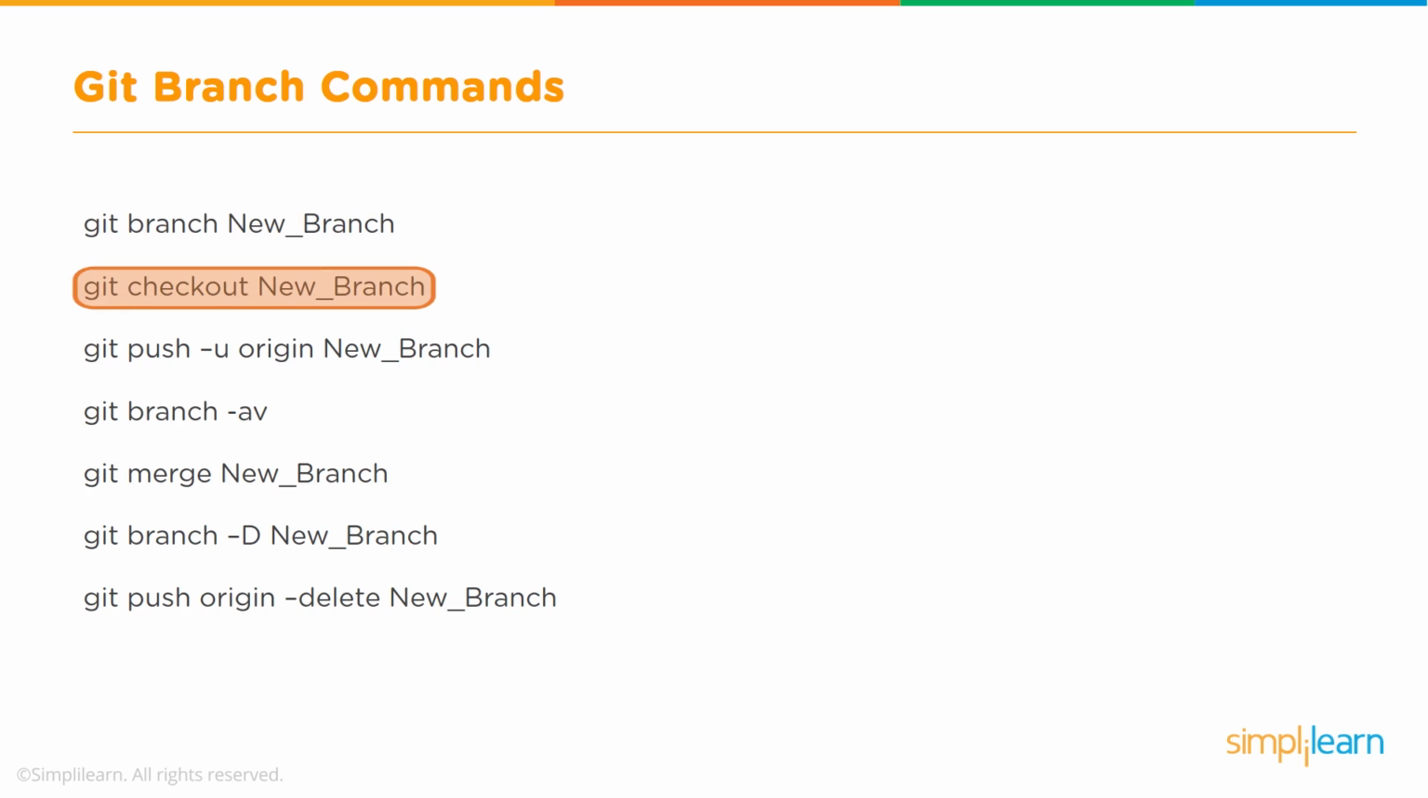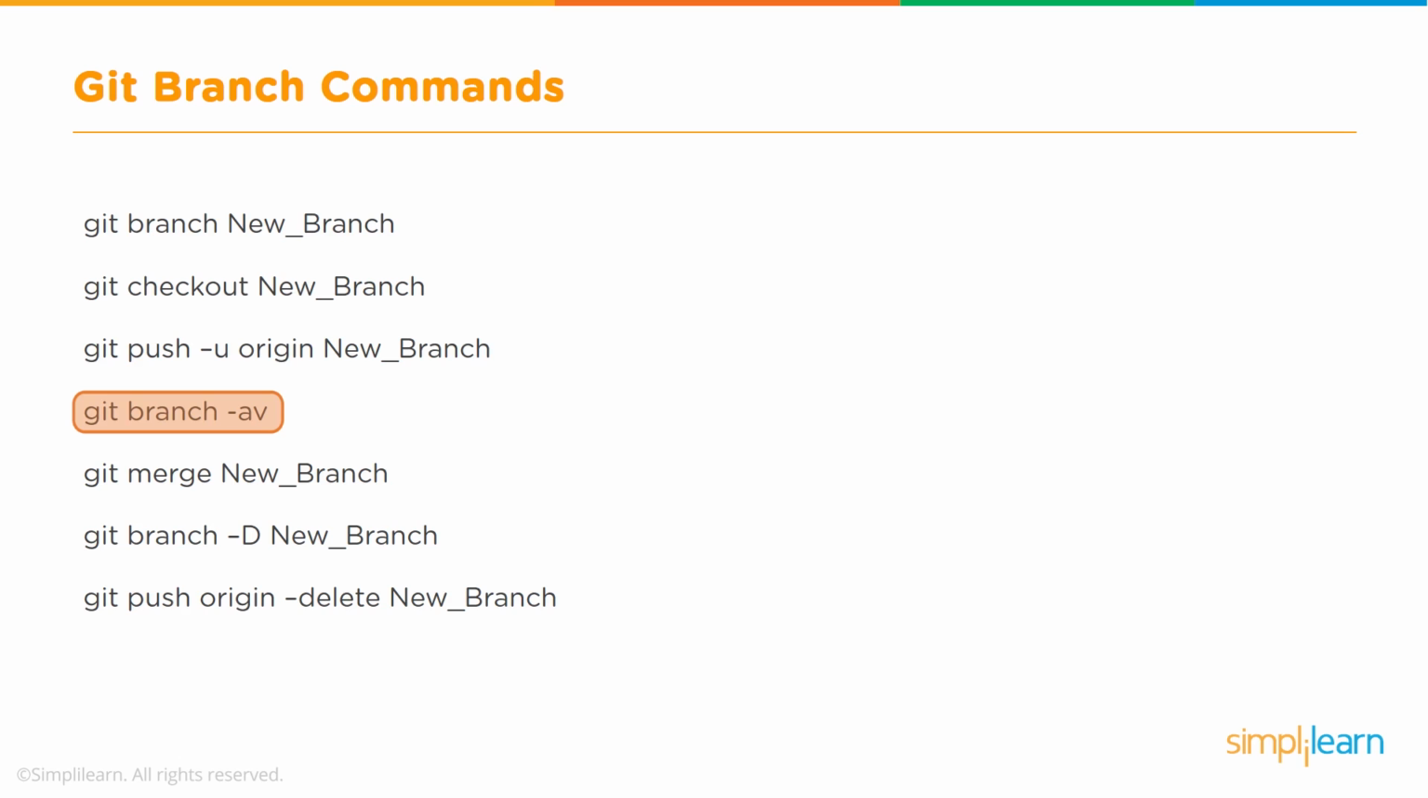Now the branches that are created are by default created on the local repository. In case you want to push any specific branch onto the server, you would have to issue a command git push -u origin and the name of the branch. So this will ensure that the contents of the new branch are pushed onto the server. At any time, if you want to list out all existing branches on your local repository, the command would be git branch -av.